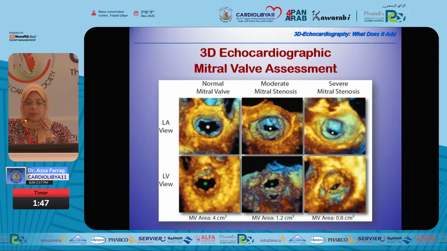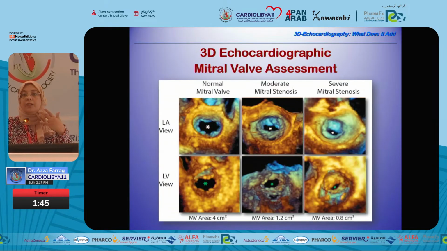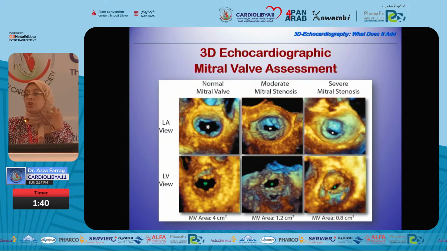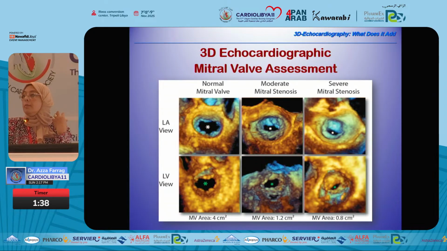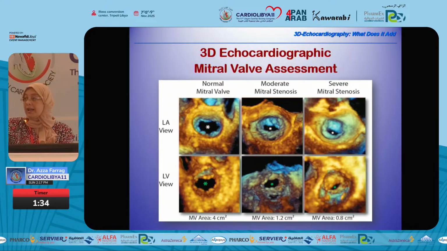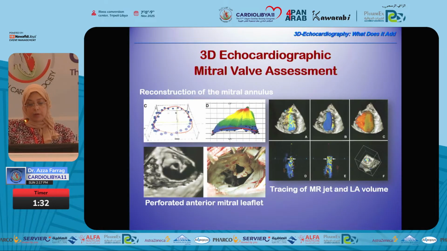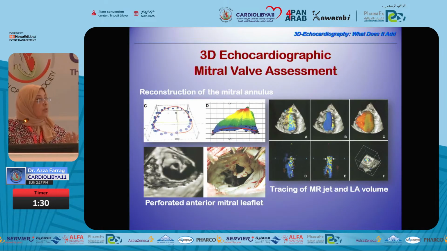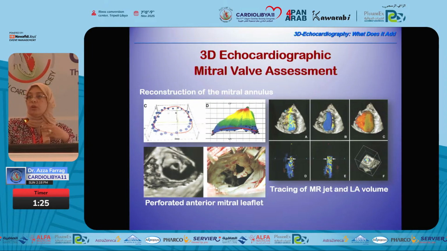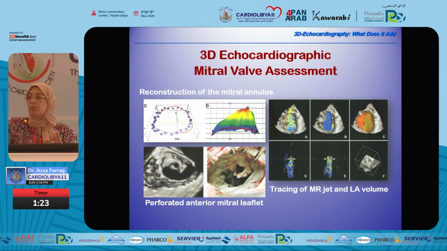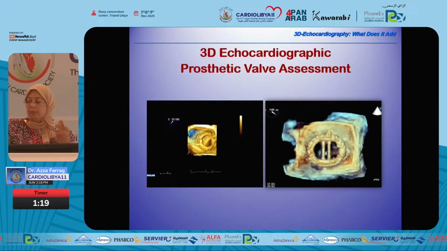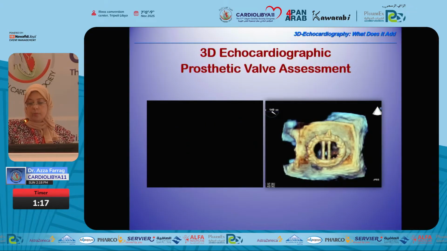Also, in patients with mitral stenosis, you can see different types. The relation of the commissure, the presence of calcification in the commissure is very important to perform percutaneous intervention and not to get out of your cath lab with a significant mitral regurgitation. Reconstruction of the mitral annulus is very important to assess for functional mitral regurgitation, and if you need a transcutaneous edge-to-edge repair or not.